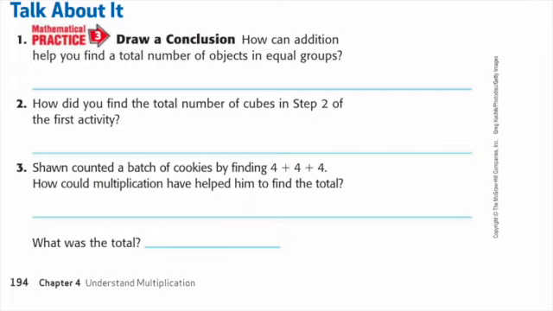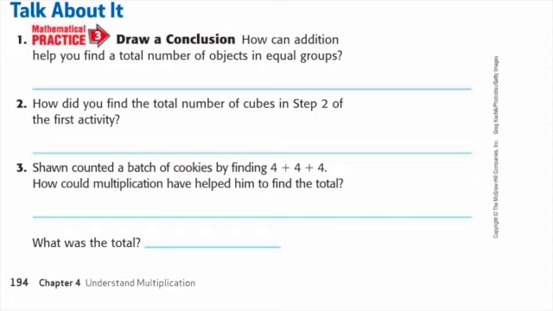Number 1 says, draw a conclusion. How can addition help you find a total number of objects in equal groups? So what is that strategy? Do you remember the strategy that we were just using and we've used in the past? It is repeated addition. That's right. So you're going to be adding the numbers in each group. For example, in our last one, we just did 4 plus 4 because there are 4 in each group. There are 2 groups. So you're going to be adding the 4 2 times. So I want you to remember repeated addition.